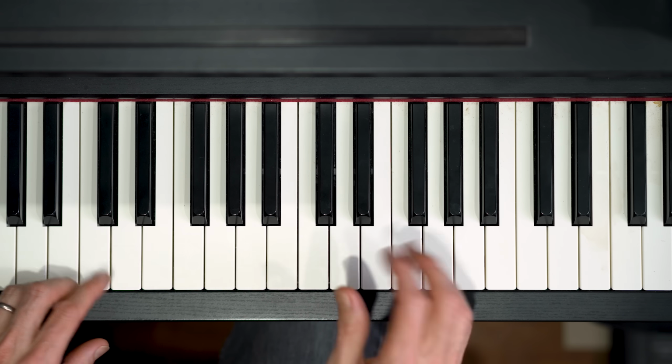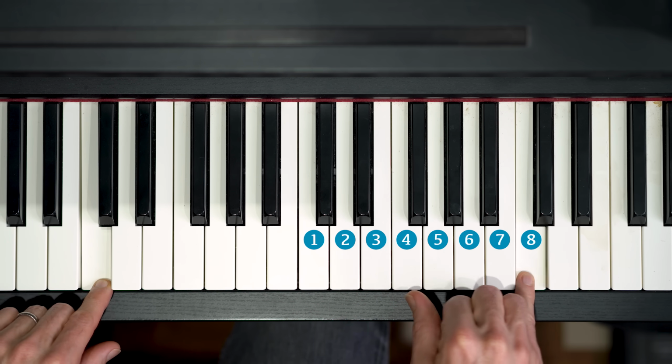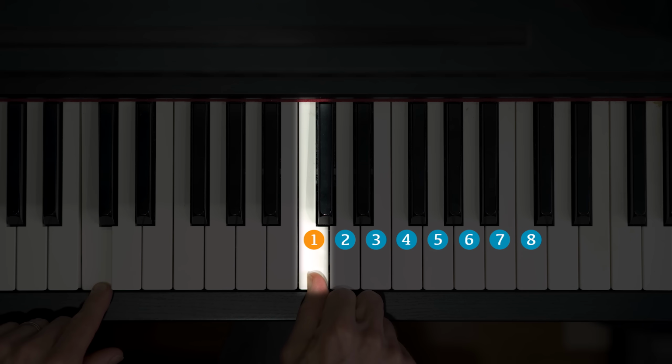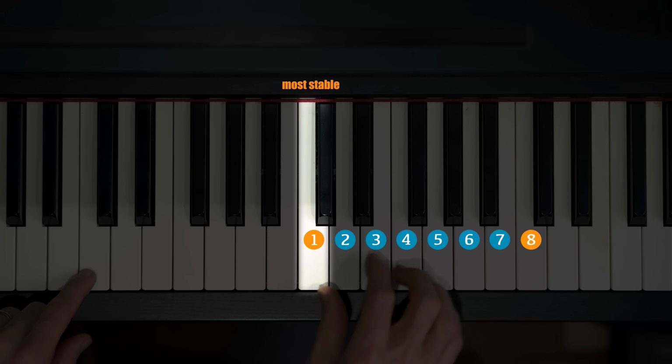So in the key of C, we have 7 notes before getting to the octave. The first note in the scale is the most stable. The first note in any scale is the most stable. It's the home note. It has no tension or need to move. However, some of the other notes in the scale do have a tendency to move. But before we look at those, let's talk about the other 2 stable notes in the scale.